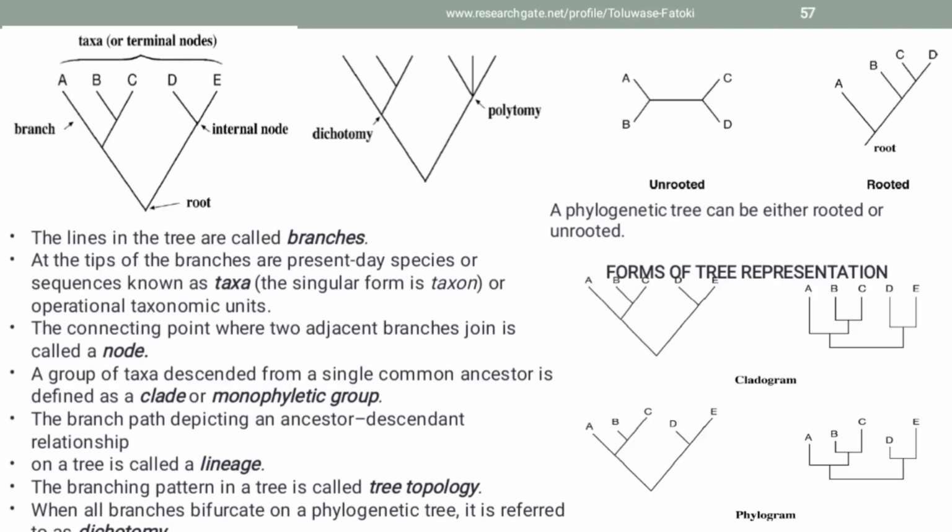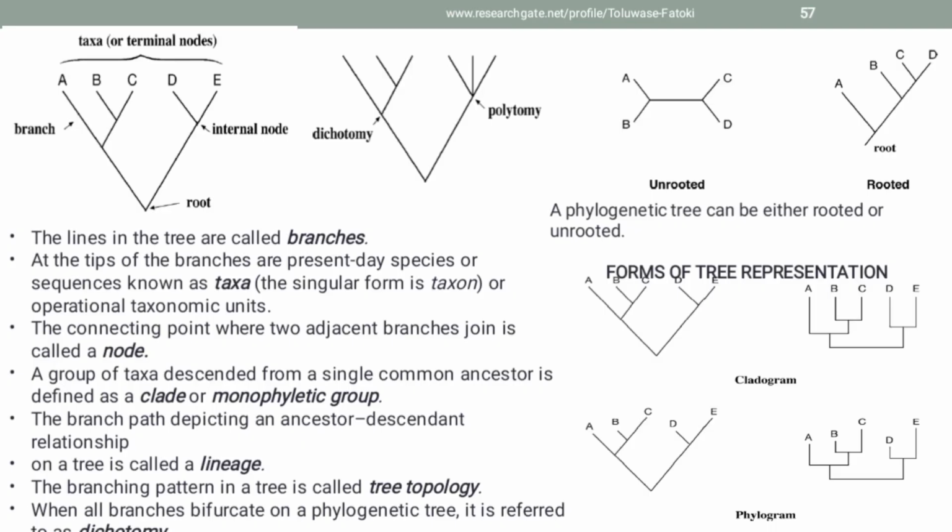So in the construction of a tree, there are some terminologies involved that you have to understand. When you have a tree, the initial point where that particular tree started from is called the root. That is where the ancestor is located. So you call it the root.